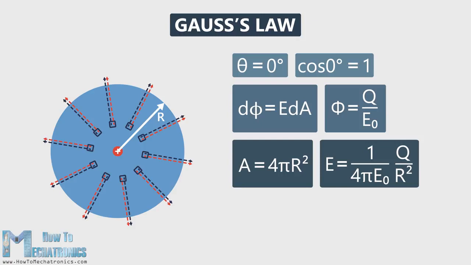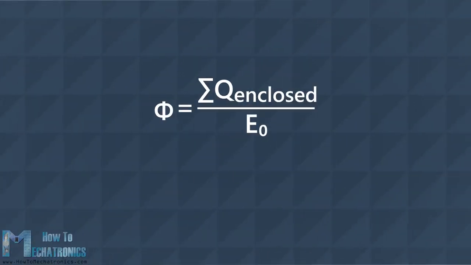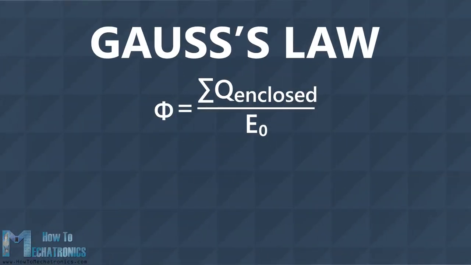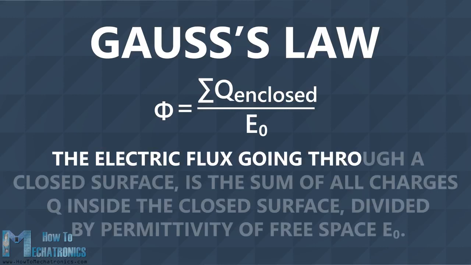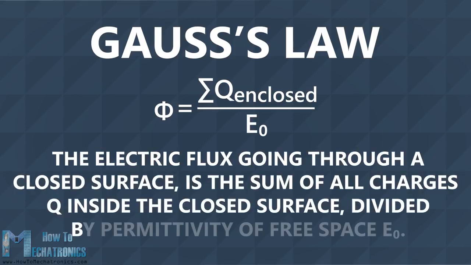The flux doesn't depend on the distance r, we would get the same result no matter the size of the closed surface around the point charge. What if we bring more charges inside the closed surface? The equation should also hold for any system of charges inside. This leads us to the Gauss law, which says that the electric flux going through a closed surface is the sum of all charges Q inside the closed surface divided by permittivity of free space epsilon naught.